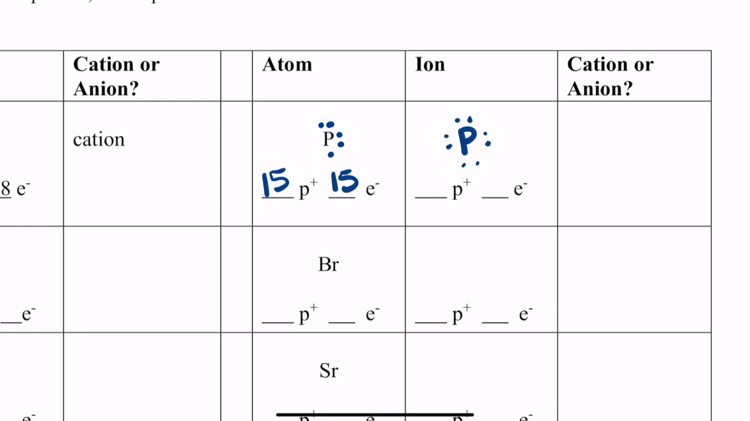If you gain 3 electrons, that means you're going to have an additional negative 3 to your charge. So your charge here is going to be 3 minus. We tend to draw that somewhere in the top right. We still have 15 protons, but our total number of electrons will now be 18, and this would be considered an anion because anions are negative ions.